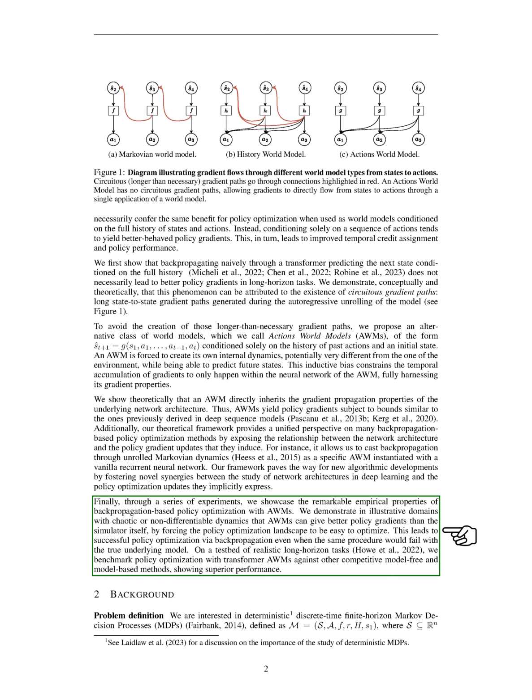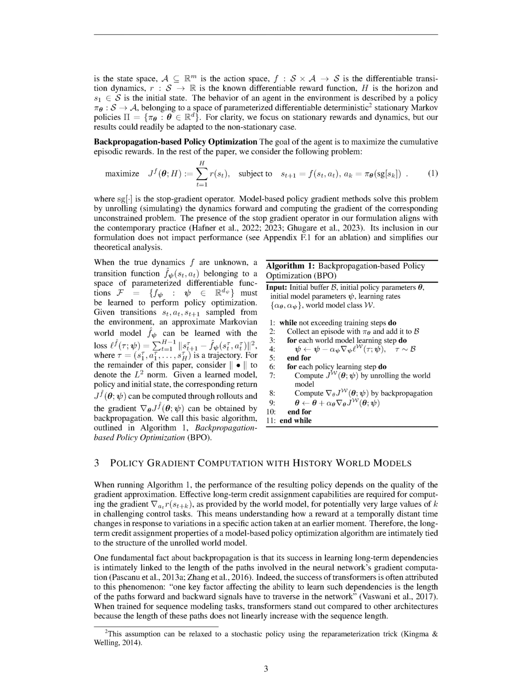Section Summary. In this section, we explore policy optimization methods that aim to maximize performance criteria by finding parameters for parameterized policies in reinforcement learning. When environment dynamics are known and differentiable, the objective gradient can be evaluated through automatic differentiation for optimization. However, using transformer world models conditioned solely on a sequence of actions, rather than the full history of states and actions, tends to yield better policy gradients, leading to improved temporal credit assignment and policy performance.